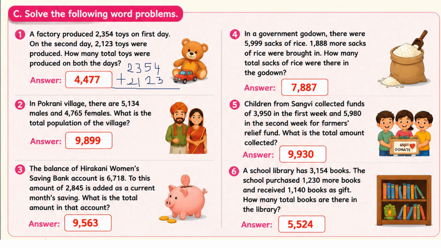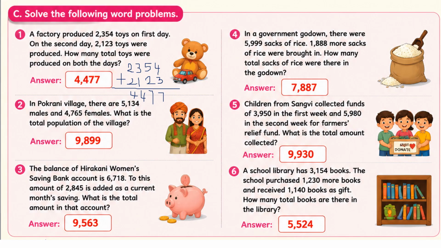So 4, 5, 6, 7. So you get 7 here. 5 plus 2 is 7. 3 plus 1 is 4. 2 plus 2 is again 4. So you get 4,477 toys were produced on both the days, like if you add both the days.